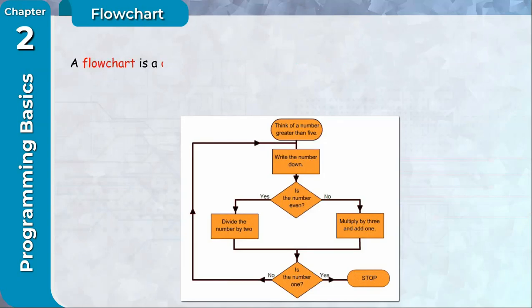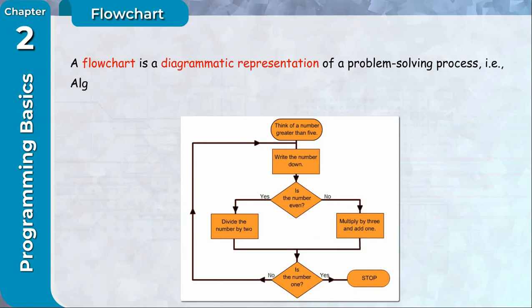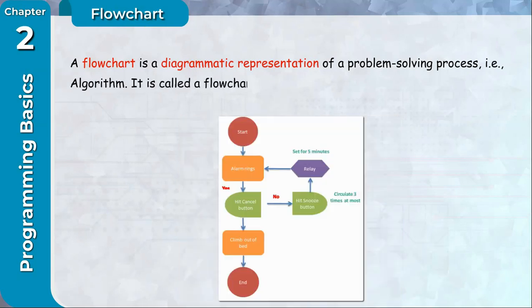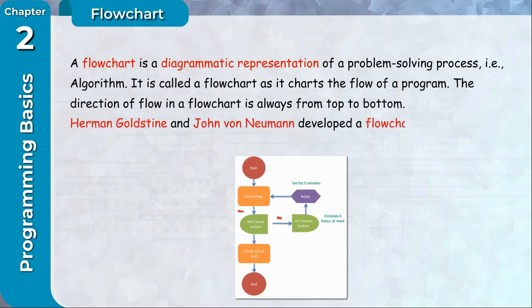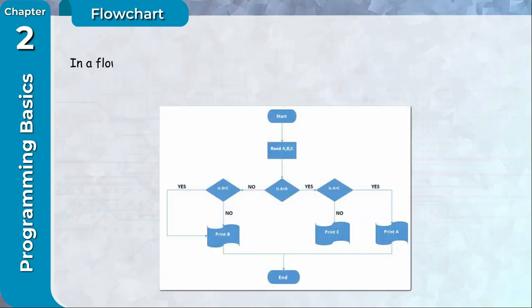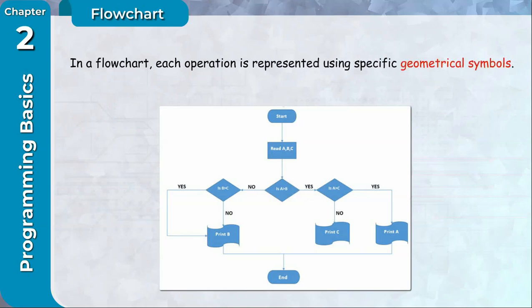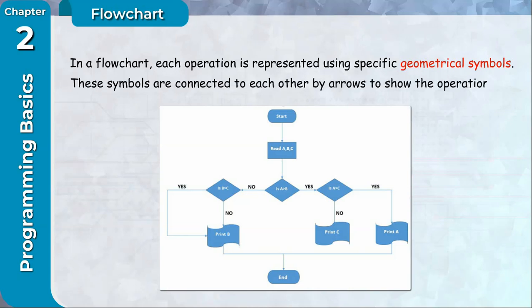Flowchart. A flowchart is a diagrammatic representation of a problem-solving process, that is, an algorithm. It is called a flowchart as it charts the flow of a program. The direction of flow in a flowchart is always from top to bottom. Herman Goldstine and John von Neumann developed the flowchart, originally a diagram to plan computer programs. In a flowchart, each operation is represented using specific geometrical symbols. These symbols are connected to each other by arrows to show the operations.